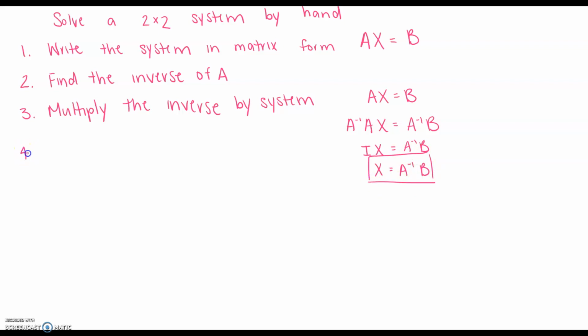And then the fourth step is just to write your solution as a coordinate point, just like you did back in Algebra 1. Because the solution to a system, remember, a system of equations are two equations that have a coordinate point where they intersect. The coordinate point is the solution. So you're going to write your solution as a coordinate point. So we're going to do one example together in a U-try.